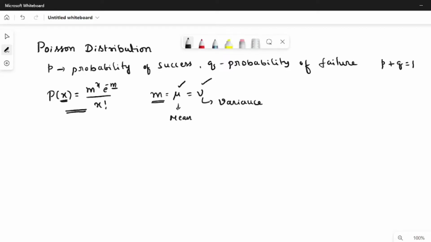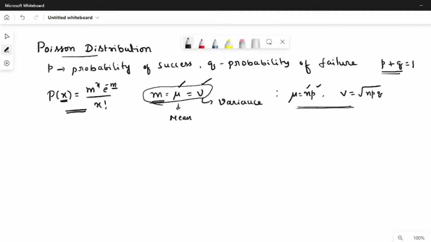We need to recall one more thing: in general, in the case of a discrete probability distribution, the mean will be equal to n p, the number of trials times the probability of success. And p plus q will always be equal to 1. Further, the standard deviation will be the square root of npq. This is the general result that holds for discrete probability distributions. But as a particular case, in the Poisson distribution, both mu and the variance are equal to m. So for this particular distribution this holds, but the other is the general result. Keeping this in mind, let us move on to problems.